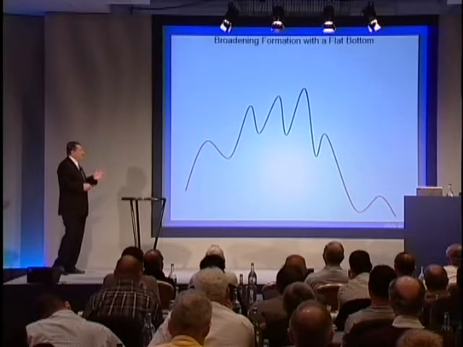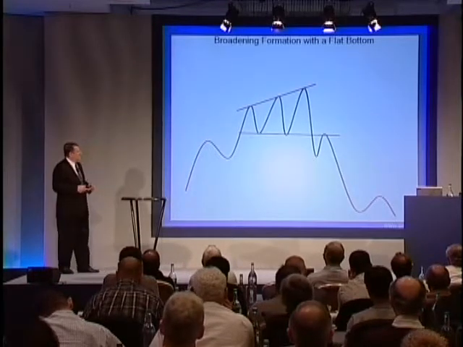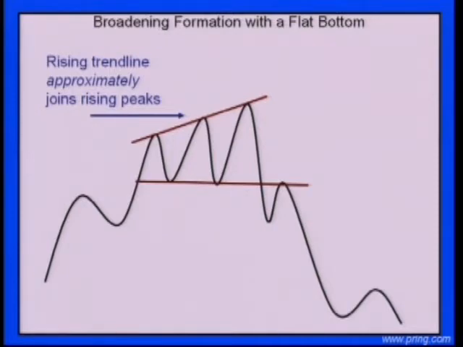So here we have the second type, which I think is a very much more reliable pattern and a much more useful and popular pattern. This is a broadening formation with a flat bottom. So we see two diverging lines, but this is in fact the opposite of a right-angled triangle, where we have a series of rising peaks and the troughs are approximately the same level. Can be joined by a horizontal line.